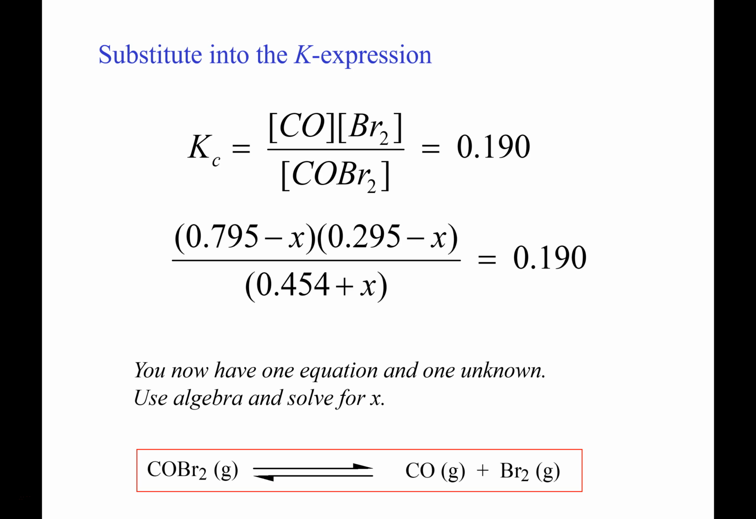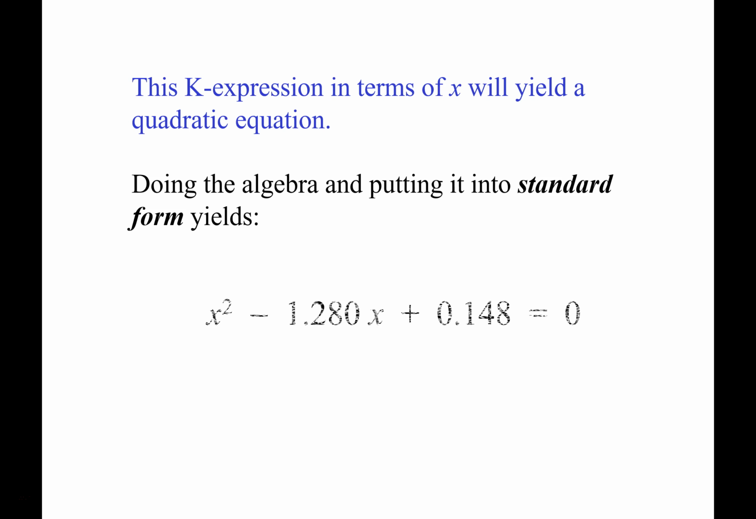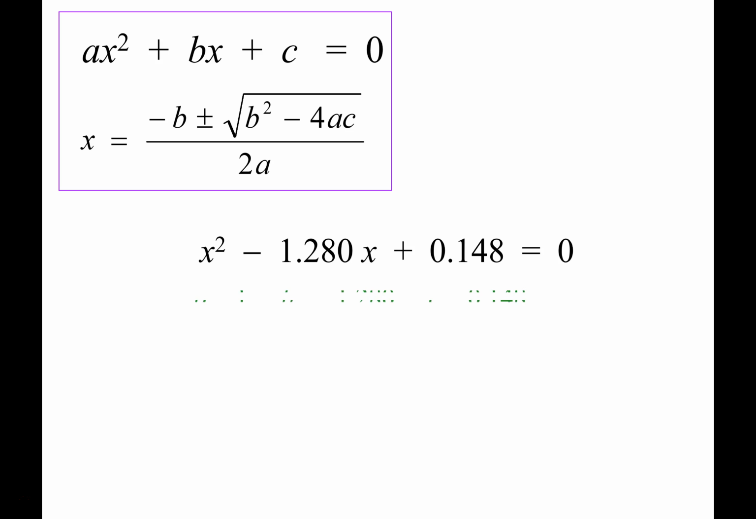It's a phrase you never forget: you have one equation, one unknown. You should be able to solve for X. If you wrangle it into standard form, this is what it's going to look like. Of course your A is 1, your B is 1.280, your C is 0.148.